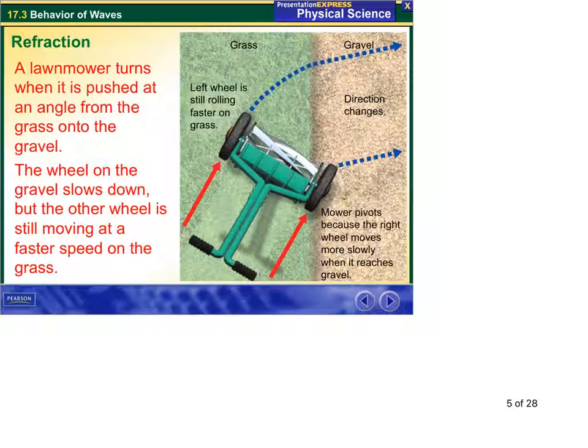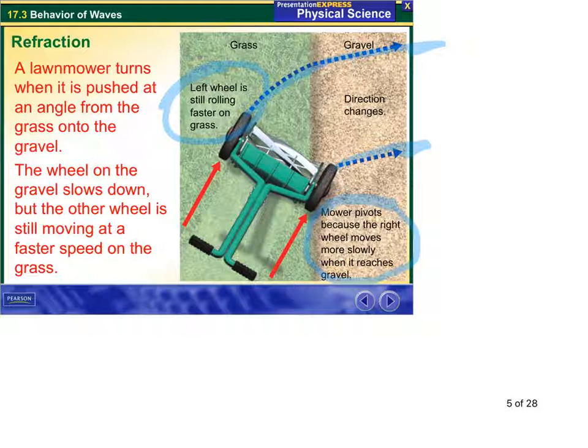It's a good illustration here with the lawnmower. As this lawnmower gets off the grass and into the gravel, when it's on the grass, it's moving faster. When it's on gravel, it moves slower. This causes the lawnmower, instead of going straight, to curve as the two wheels are moving at different speeds. It's essentially the same idea of what's happening during refraction.